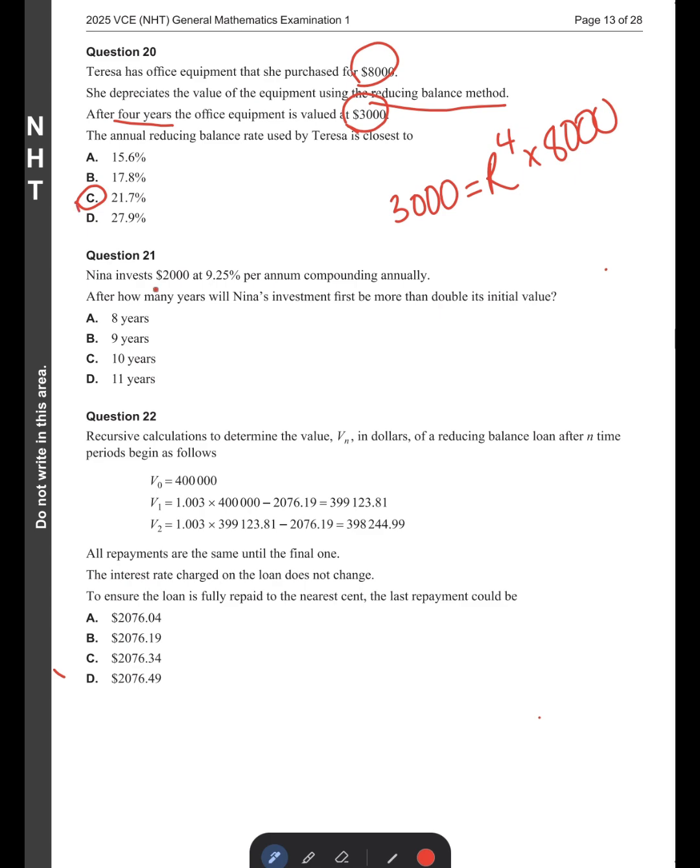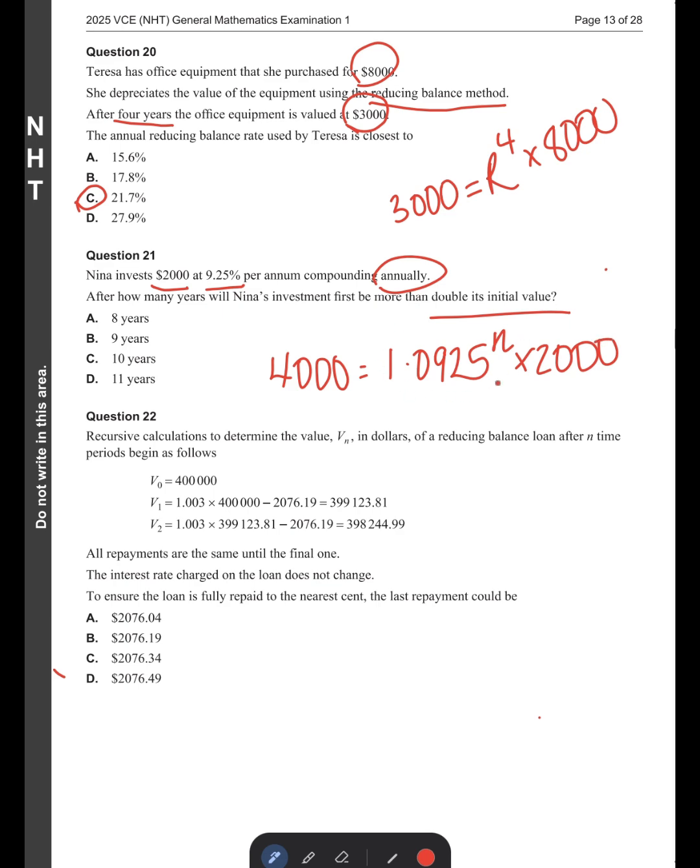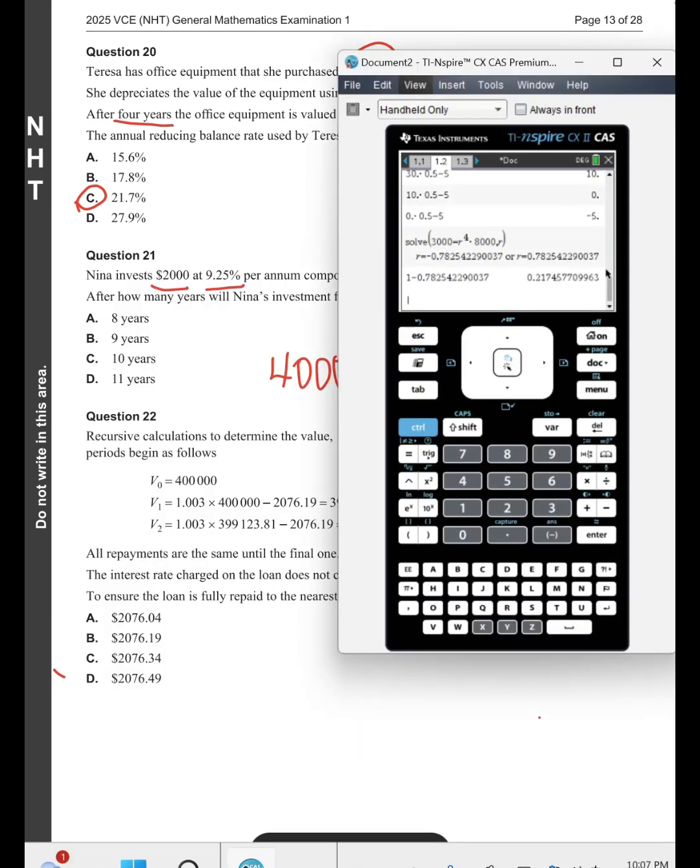Okay, Nina invests $2,000 at 9.25% compounding annually. How many years will Nina's investment first be more than double its initial value? And this means that I need to find out how long it's going to be to get to 4,000. So 4,000 is going to equal 1.0925 to the power of n times 2,000. Now, you can do this in multiple different ways. You could just do this till it gets to 2, but I prefer this way.